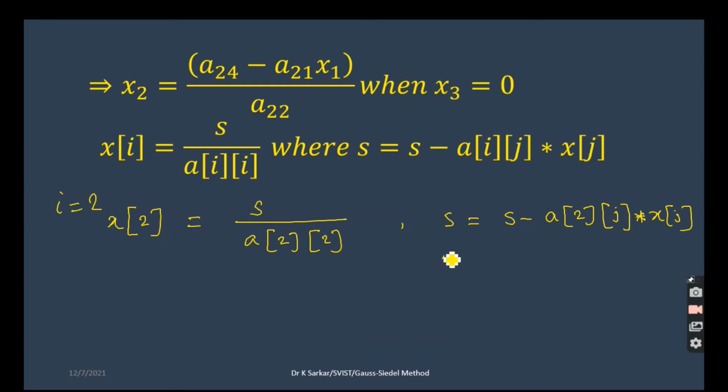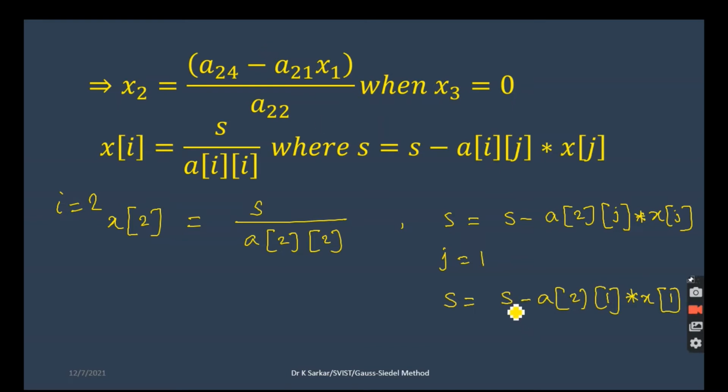So when j equals 1, look here, j is 1. So when j equals 1, then s is how much? This s, how much is this s? This s you will find from the previous one. So this s minus a21 multiplied by x1. Look here, this part.